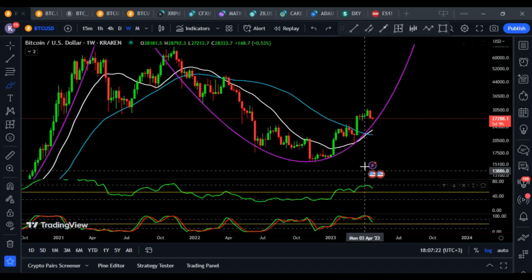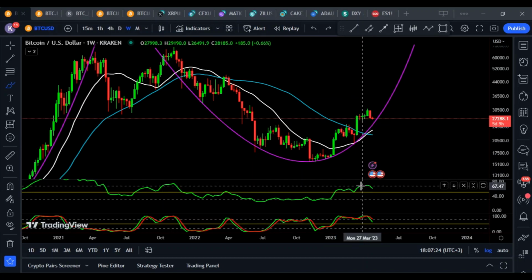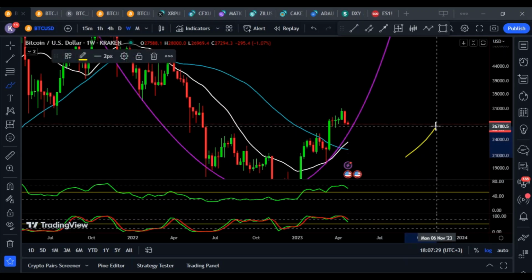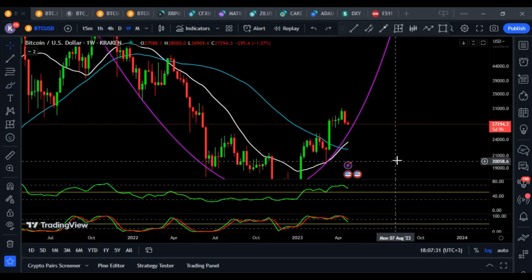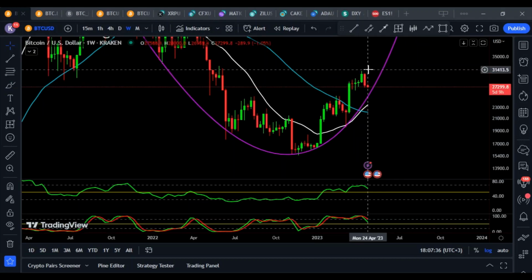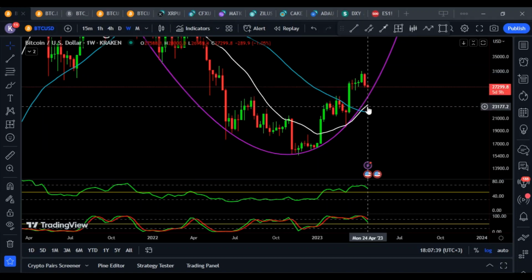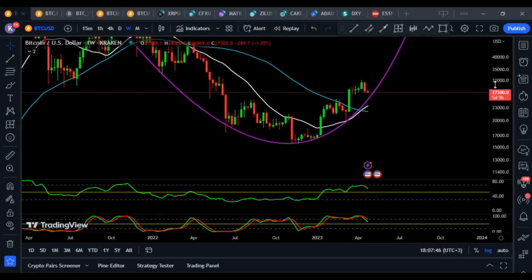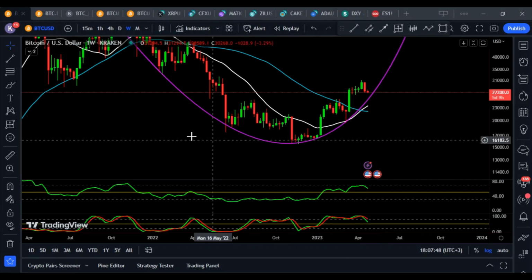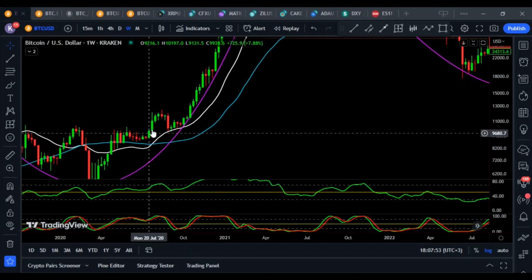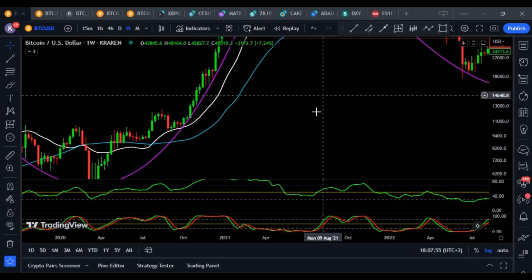RSI, well, at the cross, we are over 50 on the RSI. What did we notice earlier? Bitcoin jumps, runs, excited to the upside, always comes back and checks on the 20 as the 20-week moving average tries to catch up. That's what usually happens after a break: cross, run to the upside, come back, check.